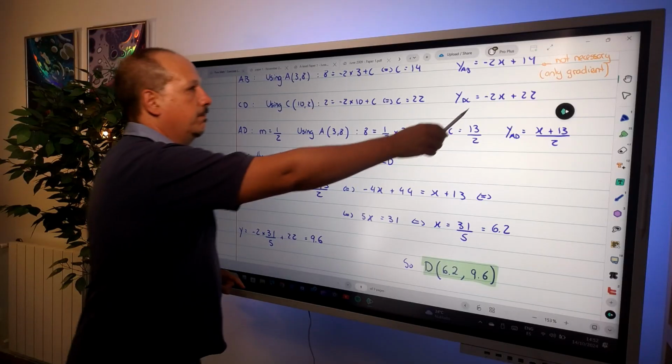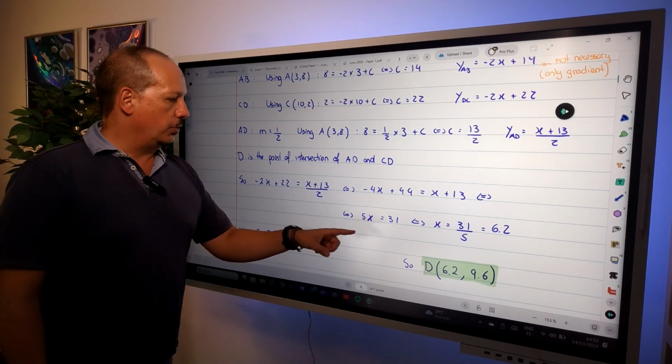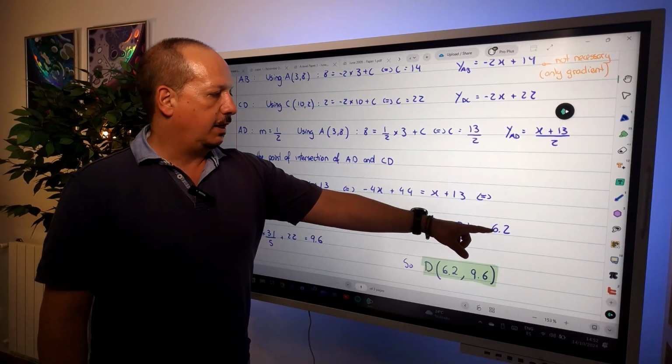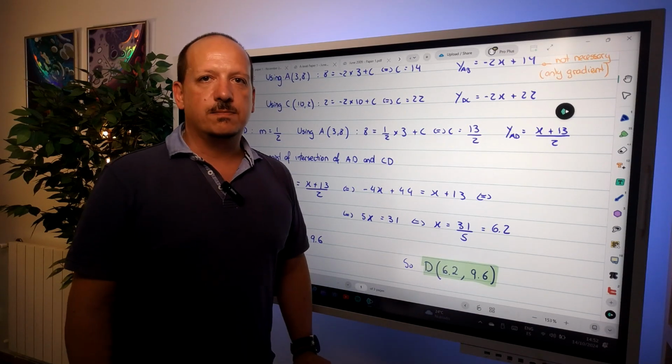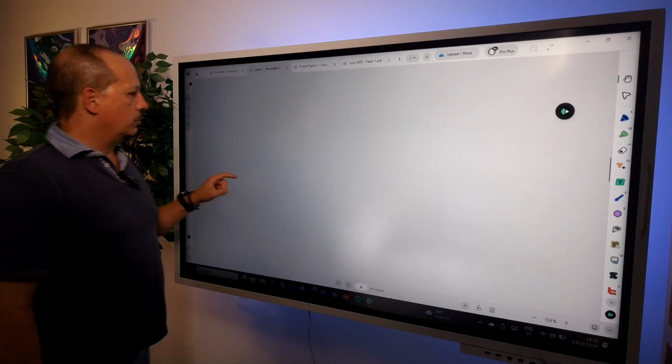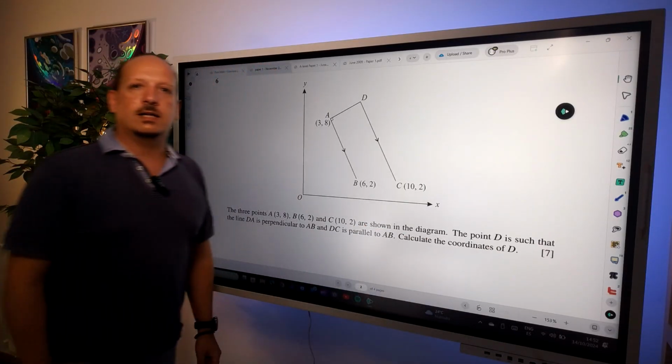I used this one, and I got the value of y of 9.6. So the coordinates of point D are the x coordinate 6.2, the y coordinate 9.6. I think that's it for this question. Yes. And 7 points for that.